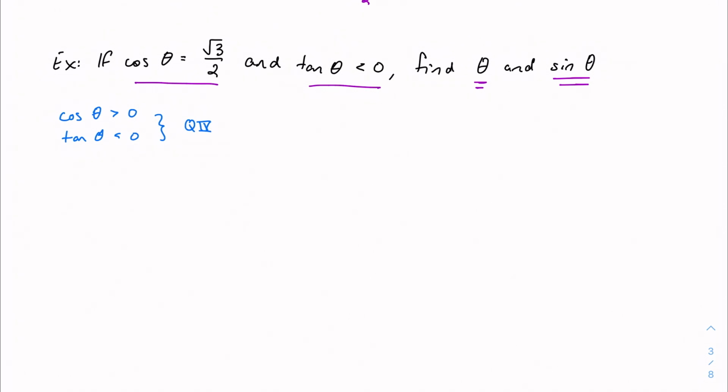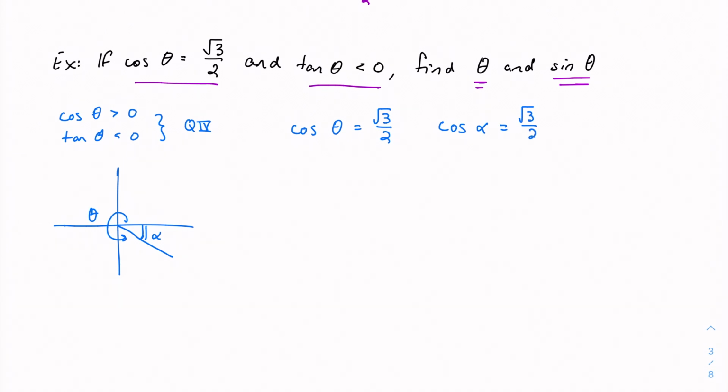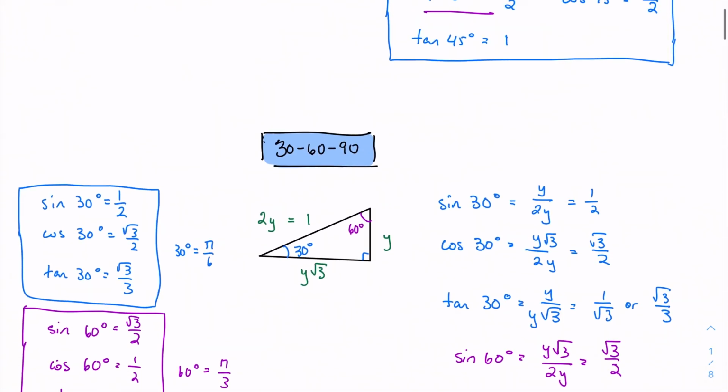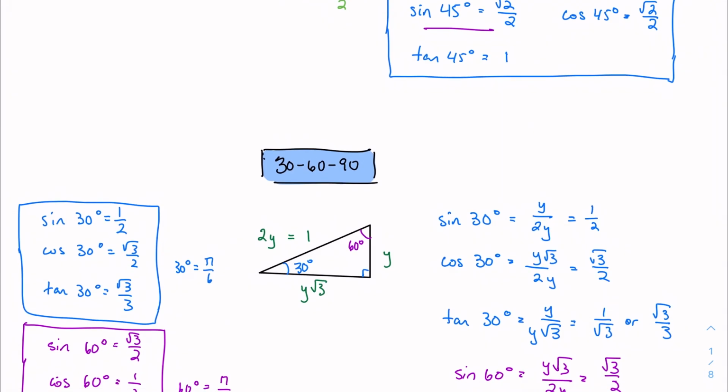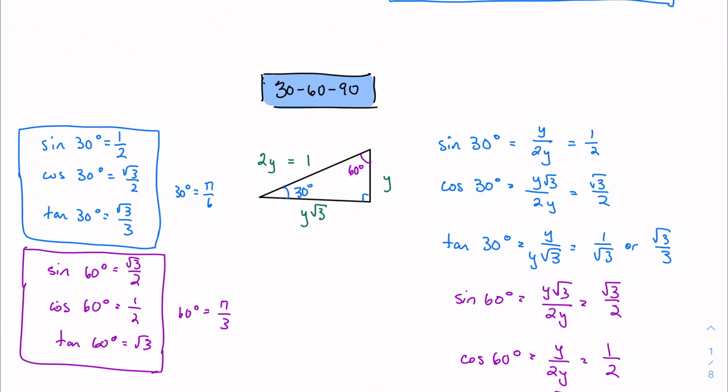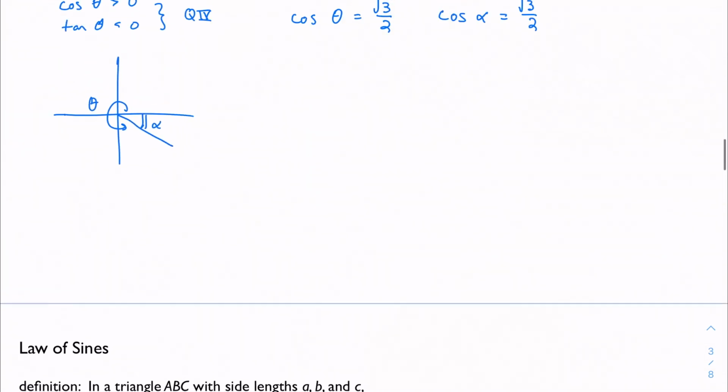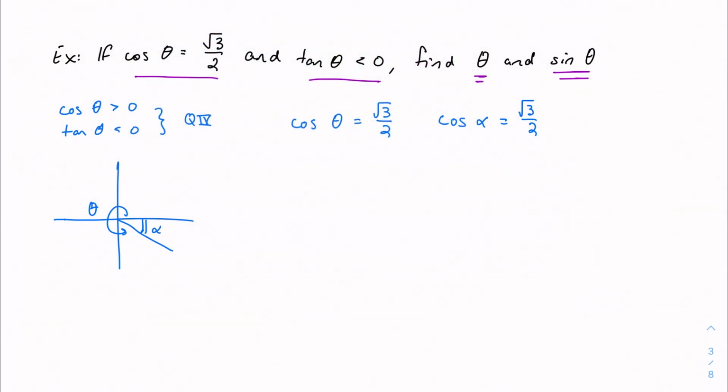But I know that cosine theta is root 3 over 2. I also know that whatever angle I have here, and here's my reference angle that it makes with the x-axis, cosine of that reference angle will also be root 3 over 2. So if I look back at all the information I've come up with before, where's cosine root 3 over 2? That would be right here at 30 degrees. So I'm starting with my associated acute angle, oh, there it is, because it gives me the information I need to know. So cosine alpha is root 3 over 2 when alpha is 30 degrees.